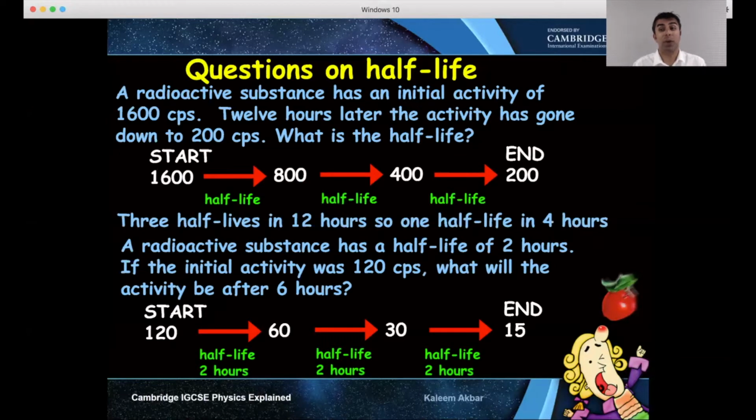So double 120 would be 240, double 240 would be 480. So the activity 4 hours before here at 120 would have been 480. How do I know? Because I know the half-life is 2 hours. So 4 hours backwards is 2 half-lives.